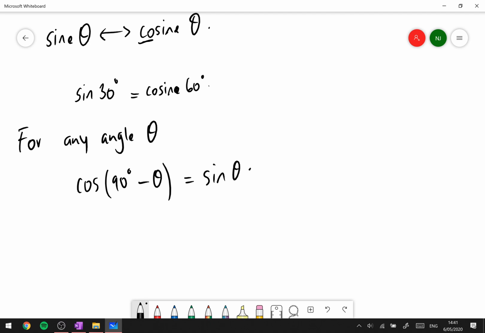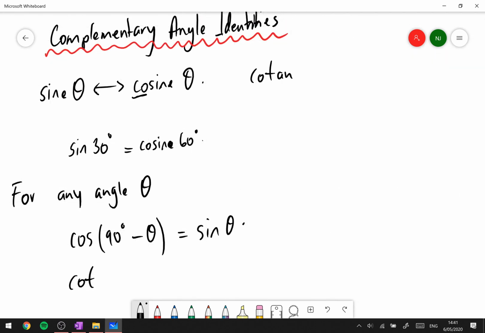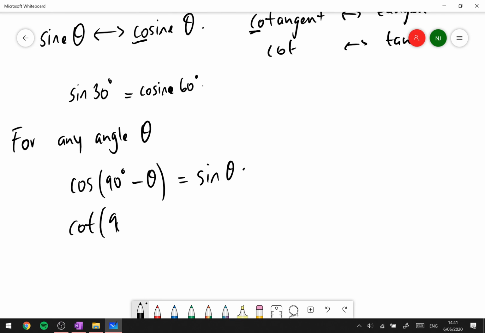Now, the second identity that we have is the one for cot. Cot is cotangent, the complement of tangent, so cot and tan are related. The cotangent of 90 degrees minus an angle is just equal to tan of that angle. So if you have tan of 15 degrees, then cot of 75 degrees will give you the same value.